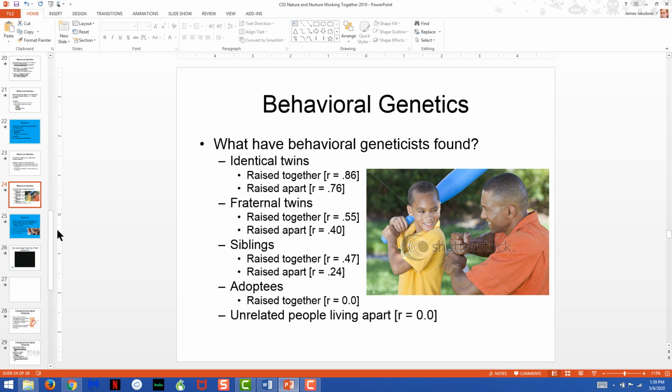When you drop down to the fraternal twins, there is a reduction in the degree of similarity. Whether fraternal twins are raised together or raised apart, they are not as similar as identical twins. But consistent with identical twins, fraternal twins raised together are always more similar than fraternal twins raised apart.